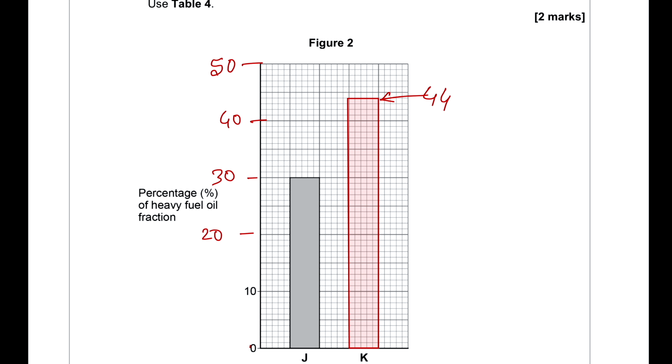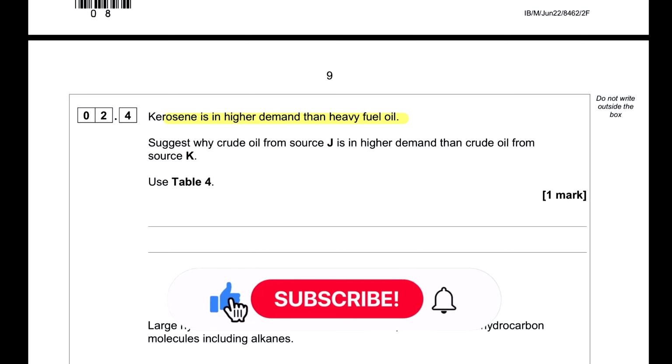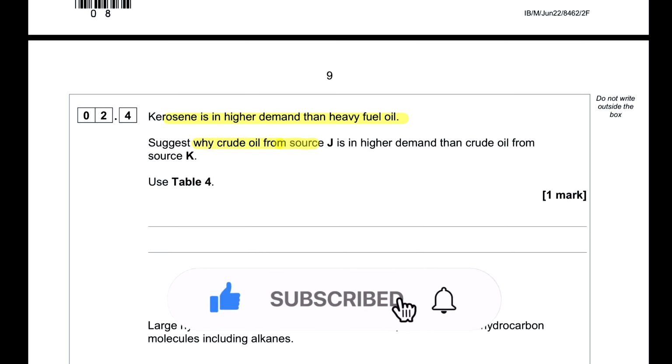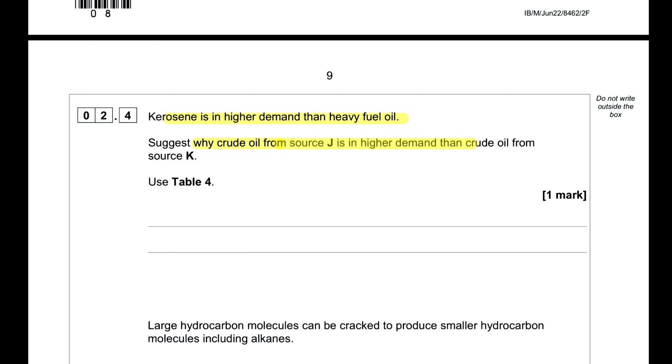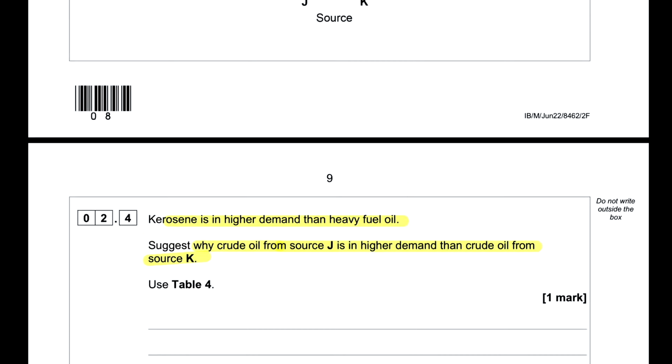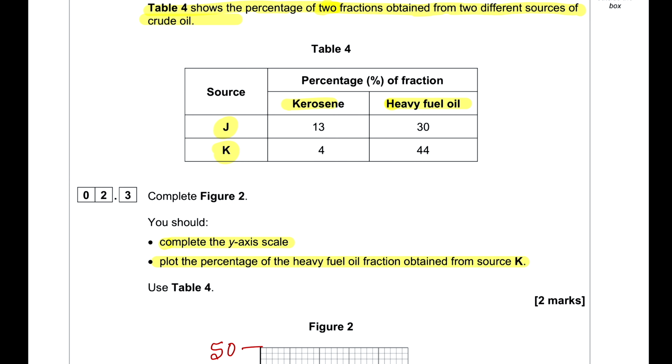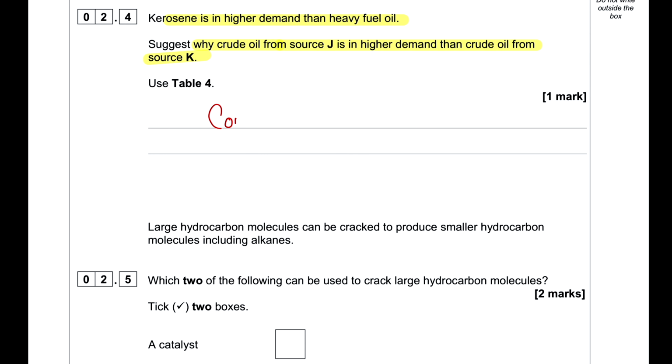And K is 44. Kerosene is in higher demand than heavy fuel oil. Suggest why crude oil from source J is in higher demand than crude oil from source K. Crude oil from source J contains a higher percentage of kerosene. For those of you who don't know, kerosene is aviation fuel. So as we fly a lot of planes, we need lots and lots of kerosene.